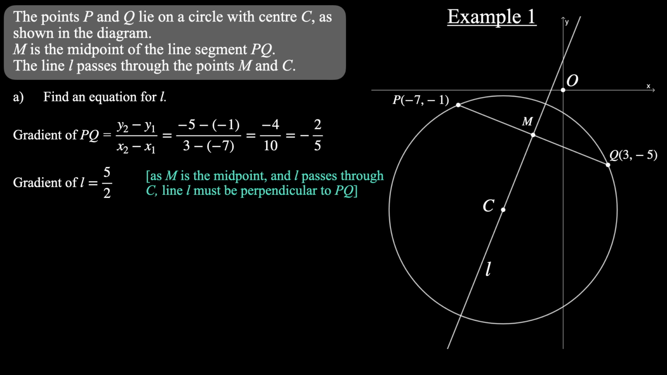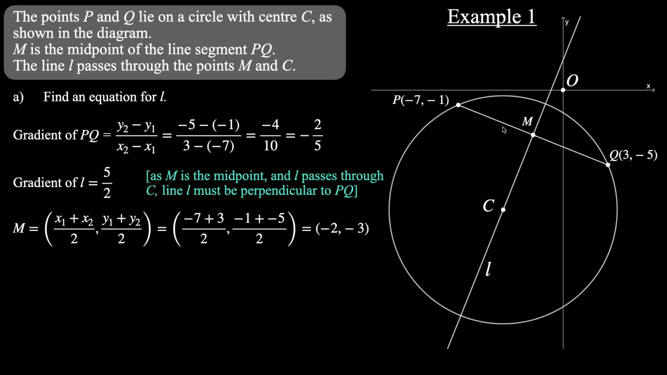We have the gradient. Now we need a point on that line. How can we get a point on that line? Well, because M is the midpoint of PQ, we can use the midpoint formula to find M. So using the midpoint formula, this is x1 plus x2 on 2, y1 plus y2 on 2. That gives us the two coordinates. So -7 plus 3 and -1 plus -5. This will be -4 on 2, which is -2, and -6 divided by 2 is -3.